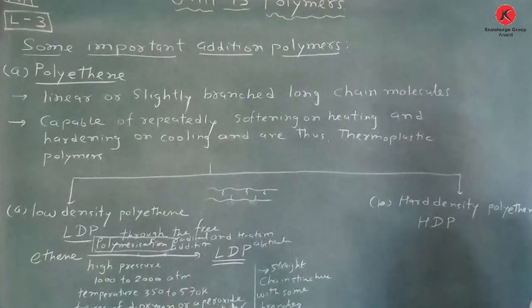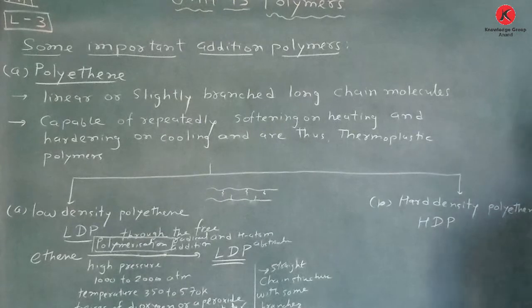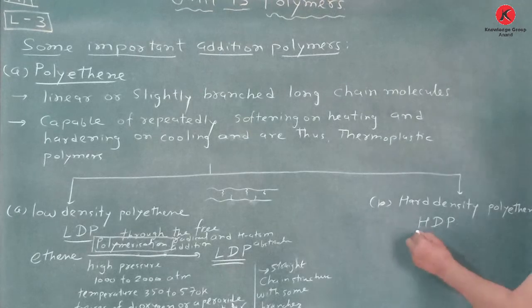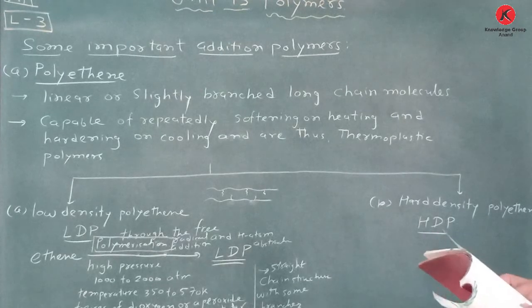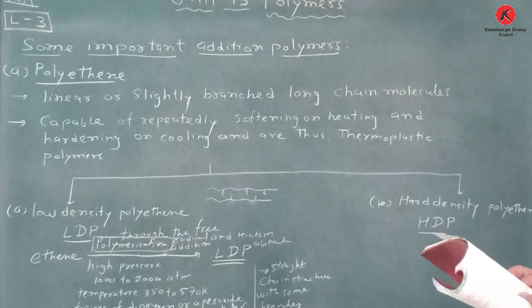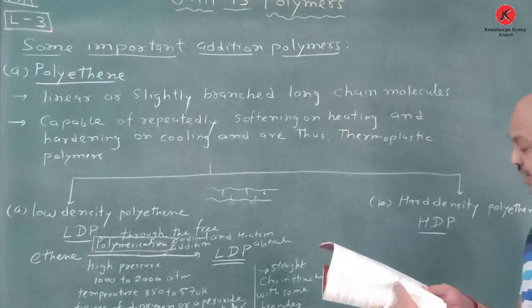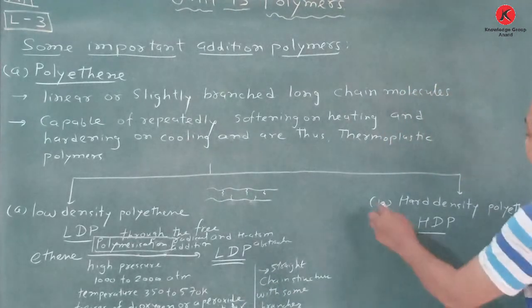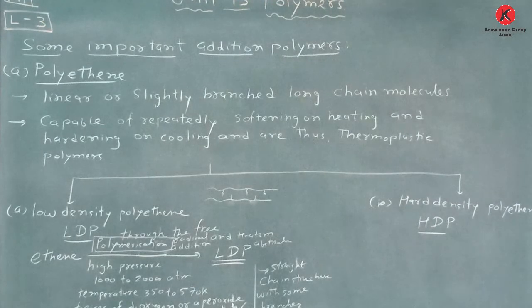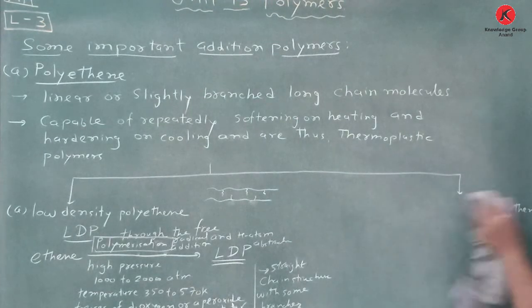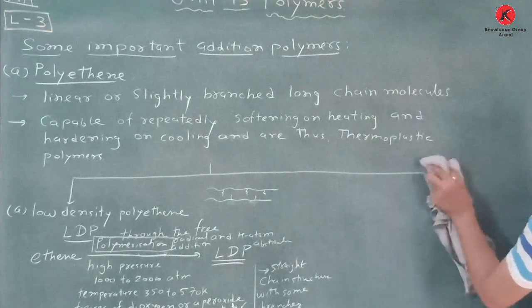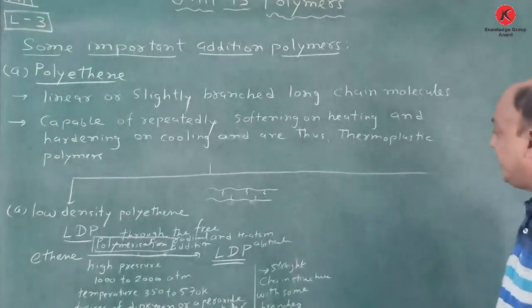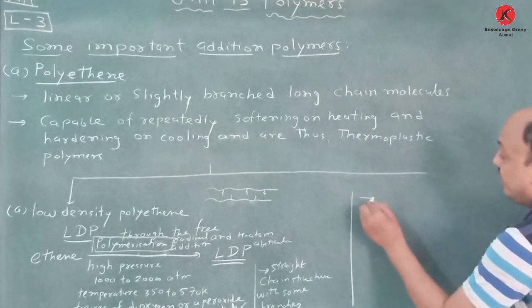Now we discuss high density polythene. High density polythene is known as HDP. In the same way, here in low density polythene, it is written that it is chemically inert. Remember, low density polythene is chemically inert. We discuss this topic later on, so we remove it. So here a certain sentence we write according to this short note. Here, this low density polythene is chemically inert.